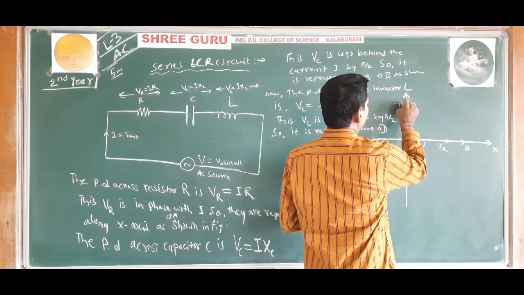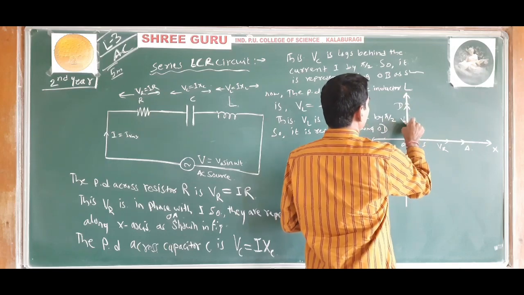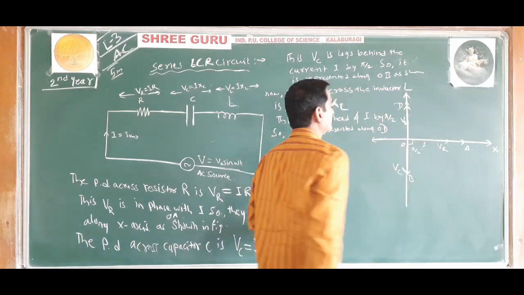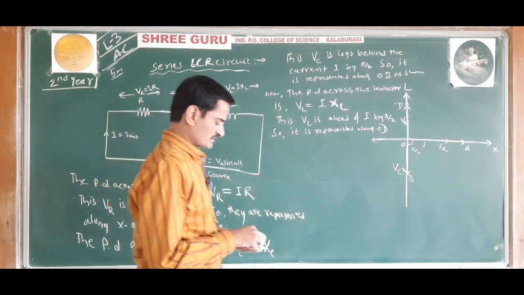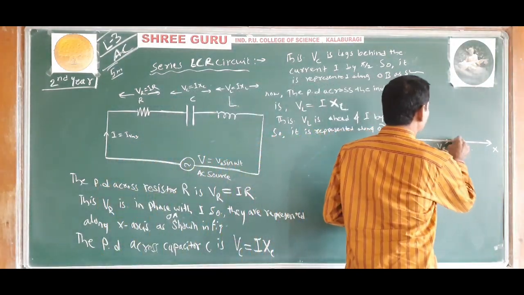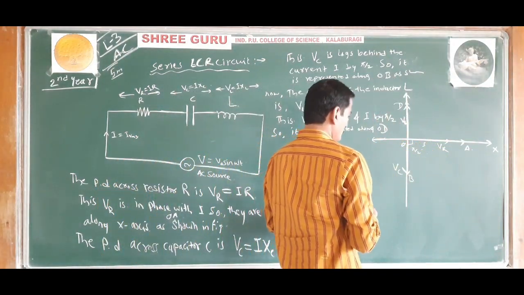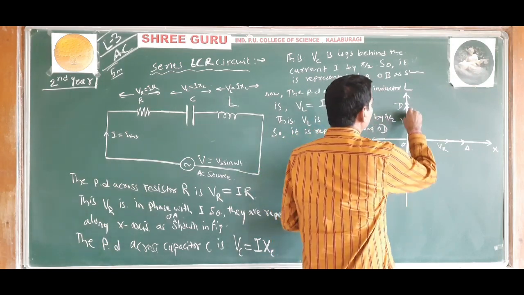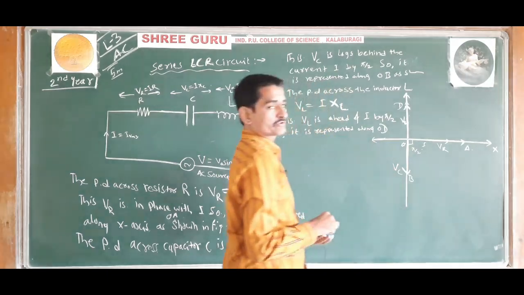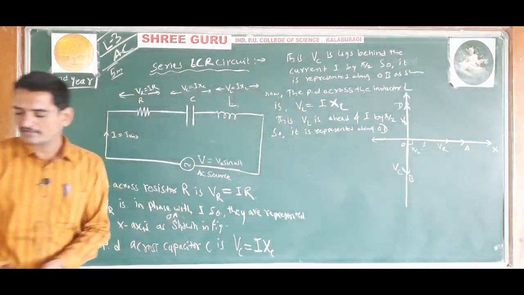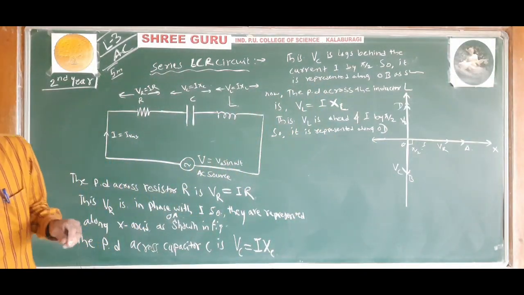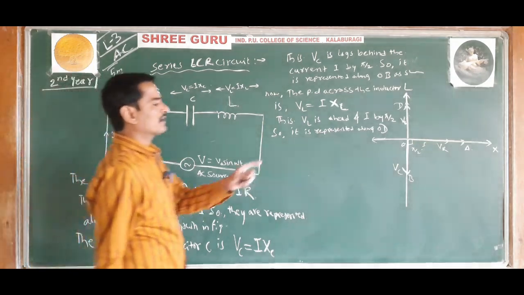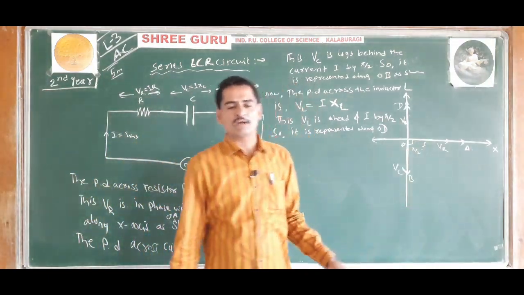So this is VL, okay. This is VL. So first this is VR, okay, and this is VC, and this is VL. Understood? Okay. Now the resultant of all these three, the resultant of VR, VC and VL, we want.